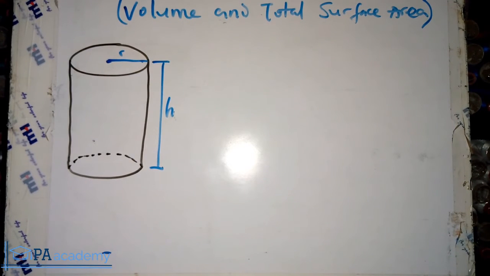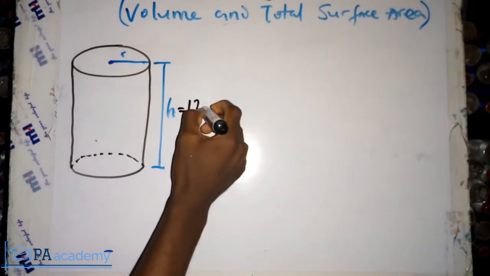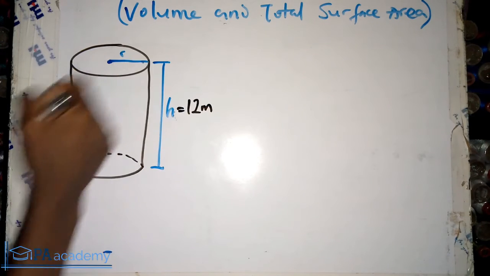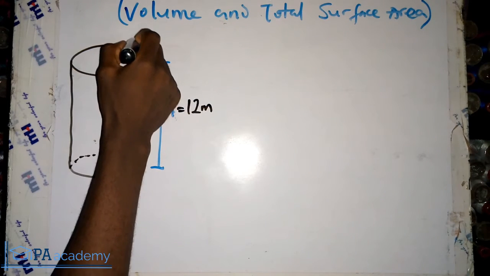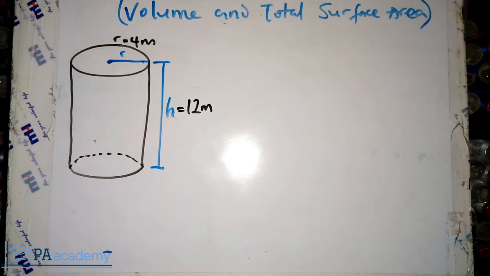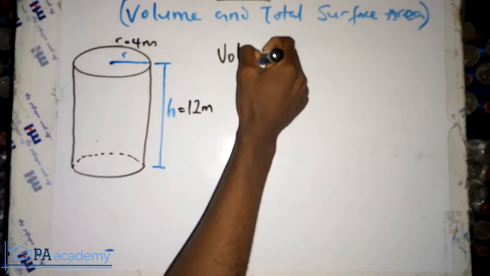So let's take our height using the same cylinder. Let's take our height to be 12 meter, and our radius r, let's take it to be 4 meter. So that means our r is 4 meter. So with these two values, let's calculate for the volume.